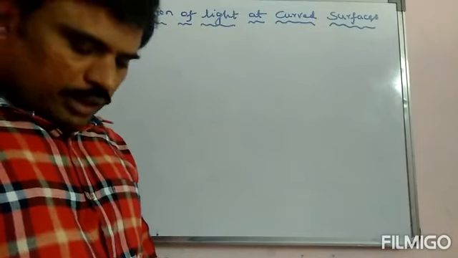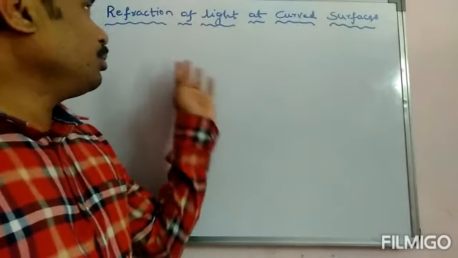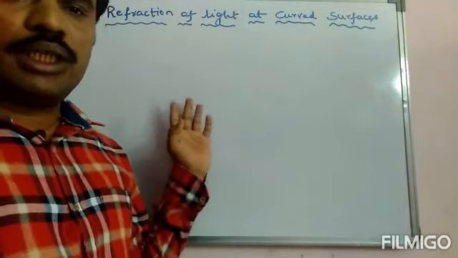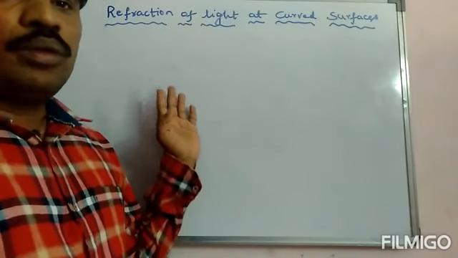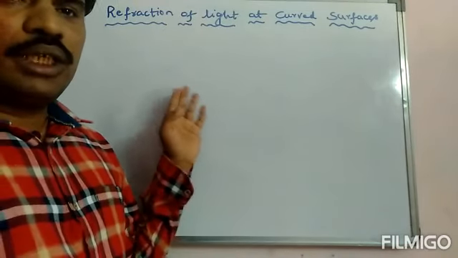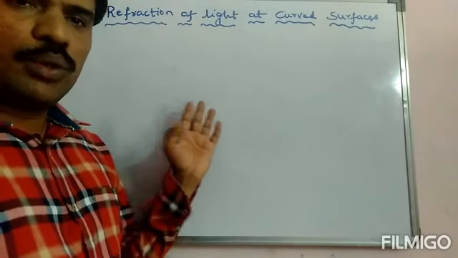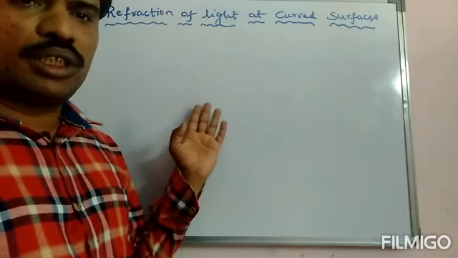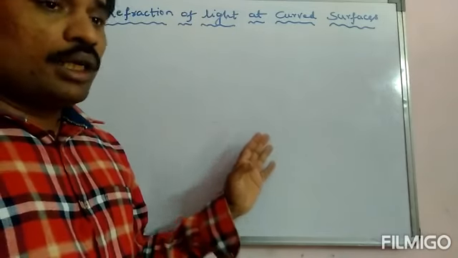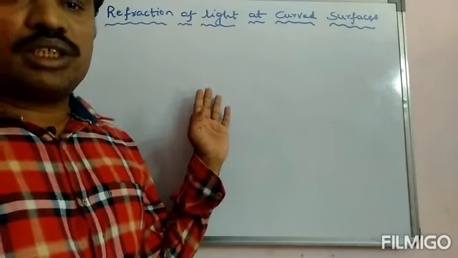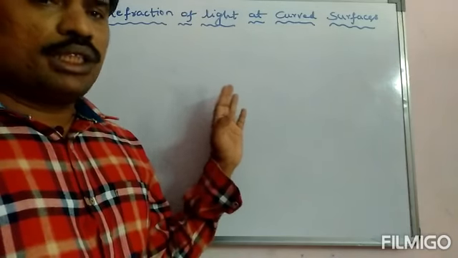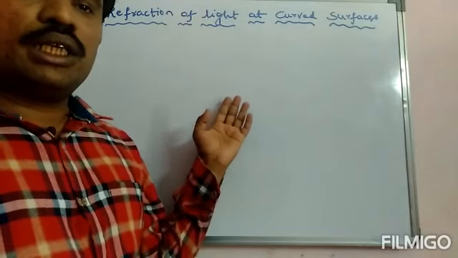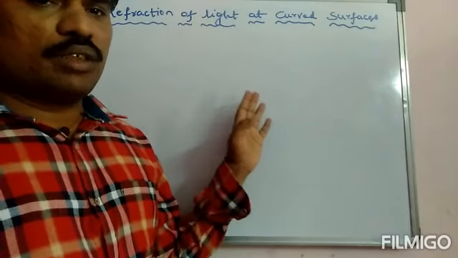Good morning, students. In the previous class, we learnt about refraction of light at curved surfaces. We have seen some ray diagrams, how the light ray refracts when it is passing from rarer to denser and denser to rarer at curved surfaces. Now, already we learnt about curved surface formula and plane surface formula. Now let us learn some examples regarding curved surface formula and plane surface formula.